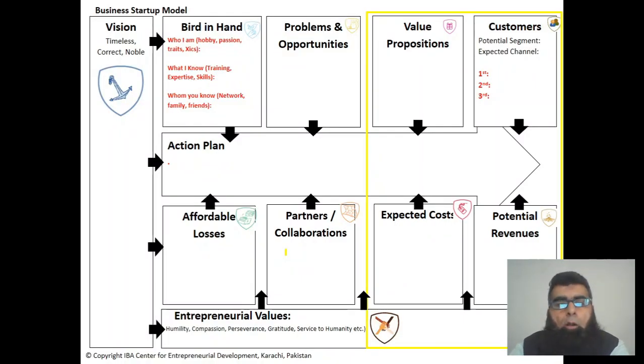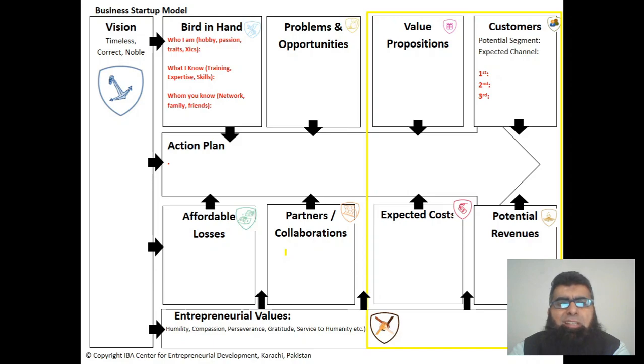The business startup model is a replacement of the traditional business plan. The traditional business plan used to be a 60 to 100 page document which consisted of a lot of things in detail, but something bad about business plans is that as you print out the business plan, it becomes obsolete because the amount of changes taking place in the external environment is so much that the business plan cannot incorporate that.